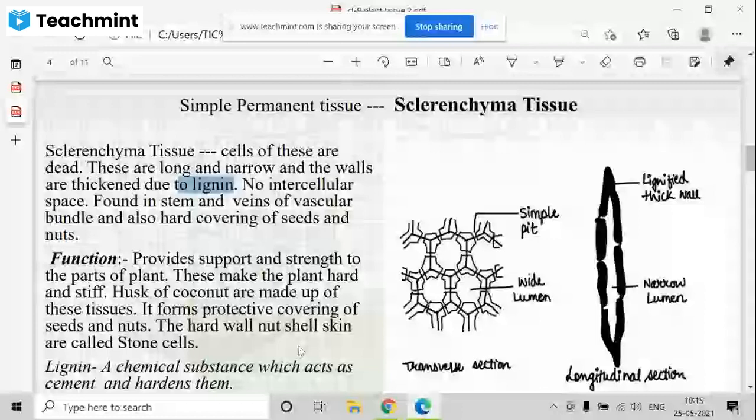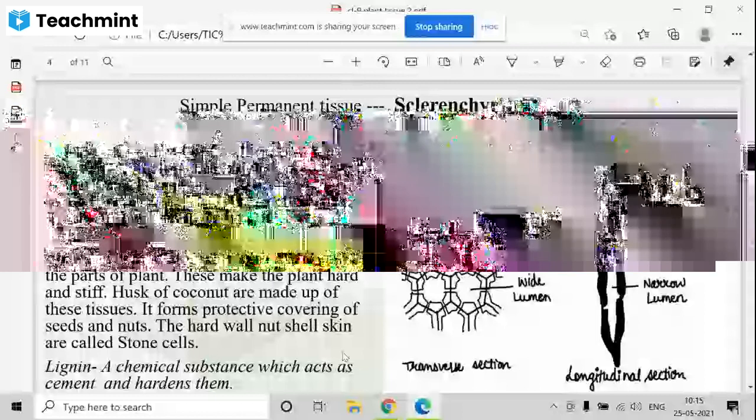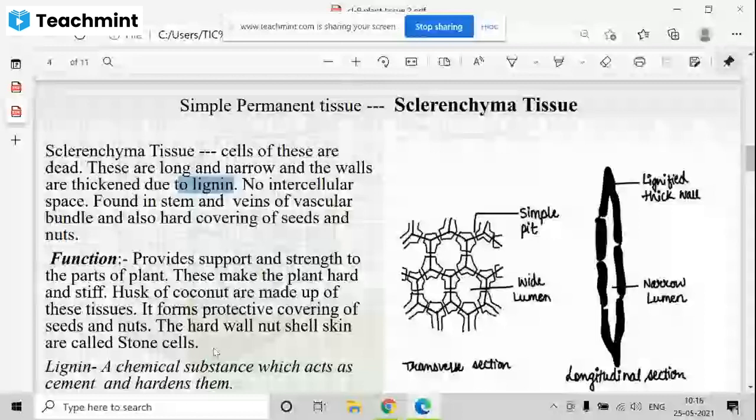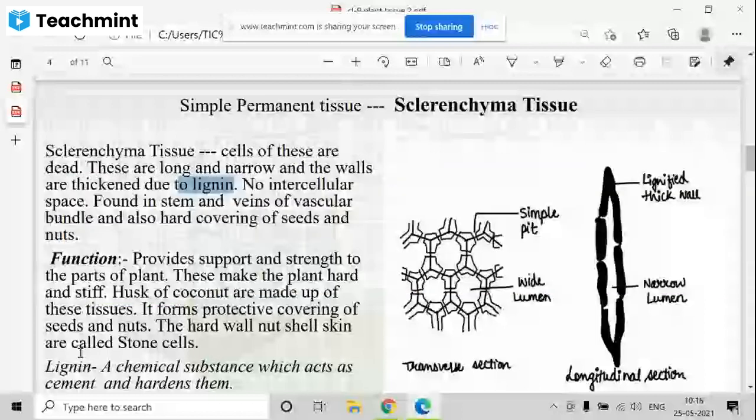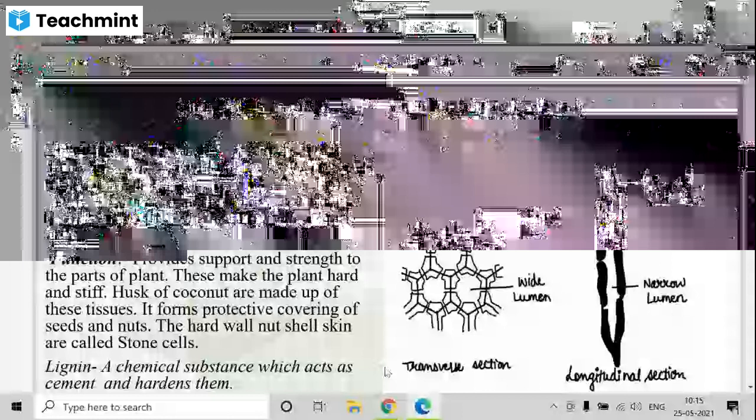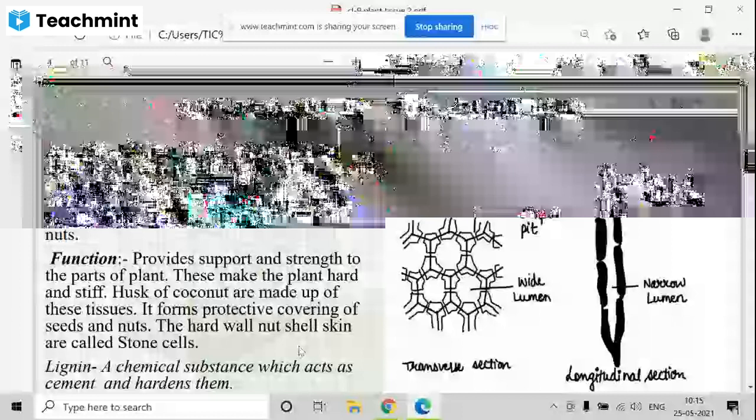It forms a protective covering of seeds and nuts. When you eat nuts, you break the shell, isn't it? The shell is of sclerenchyma tissue, a simple permanent tissue. Sclerenchyma, S-C-L-E-R-E-N-C-H-Y-M-A. Got it? The nut skin cells are called stone cells. You will find two types of sclerenchyma cells: one is the husk fiber type, and another, the very strong nut type, is called stone cells.